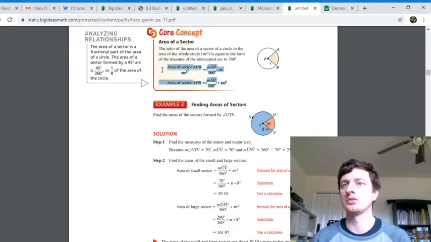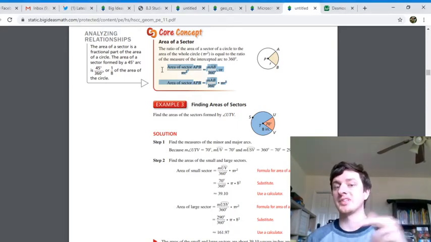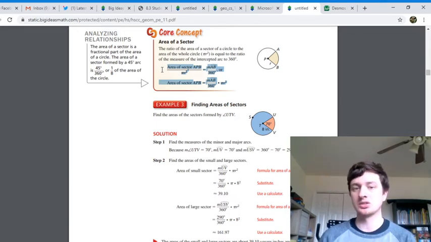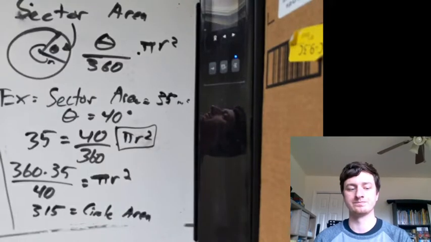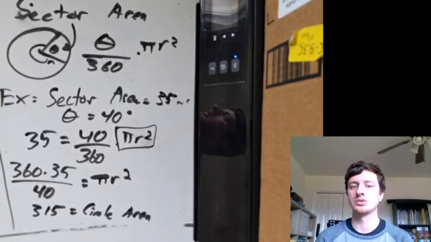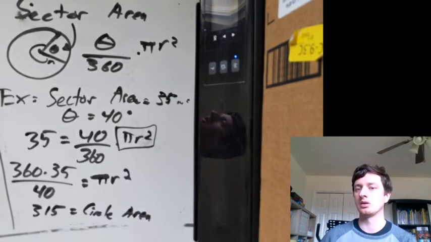Yeah, so that highlighted section is the formula. They're the same formula twice. That's why it says or. The other way to write it without the measure of the arc, because you might not want the measure of the arc, is to just use the degree.